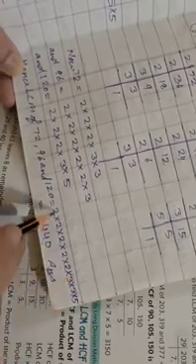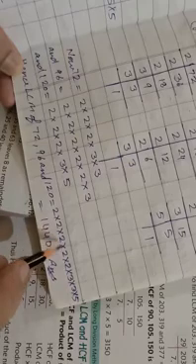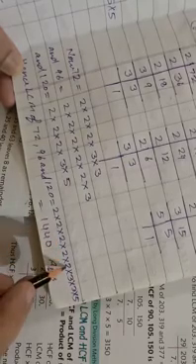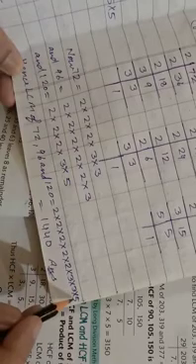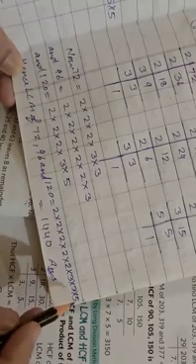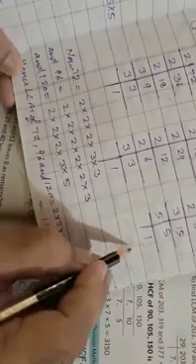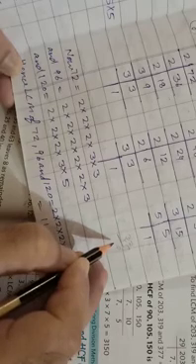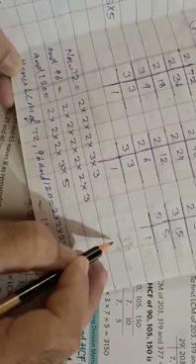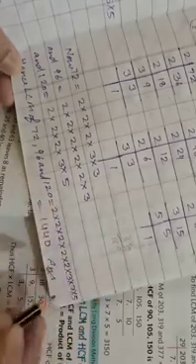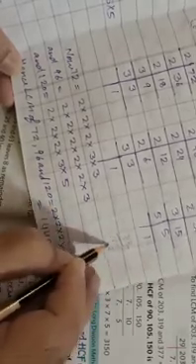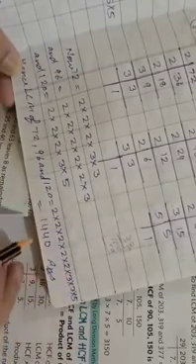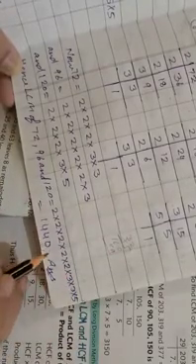Now 2 2s are 4, 4 2s are 8, 8 2s are 16, 16 2s are 32, 32 multiply 5: 5 2s are 10, carry 1, 5 3s are 15 plus 1, 16. 160 multiply 9, that is 1440. This is your required LCM of 72, 96 and 120.